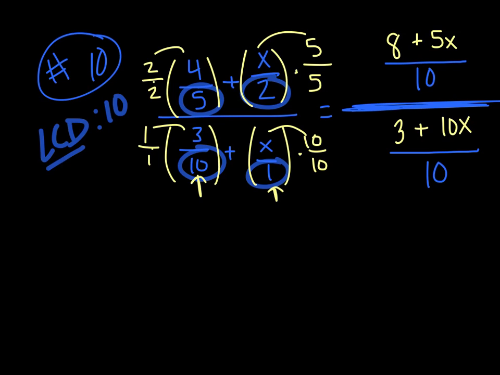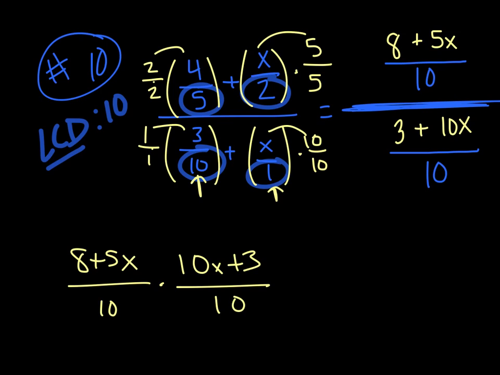We still have a fraction within a fraction. But if you use that method, and I'm going to write this down and then erase it. If we were to multiply 8 plus 5x over 10 by the reciprocal of the bottom, which would be 10 over 3 plus 10x. What happens is those denominators always end up flipping and canceling out. That's why we make the common denominator, because they always end up going away.